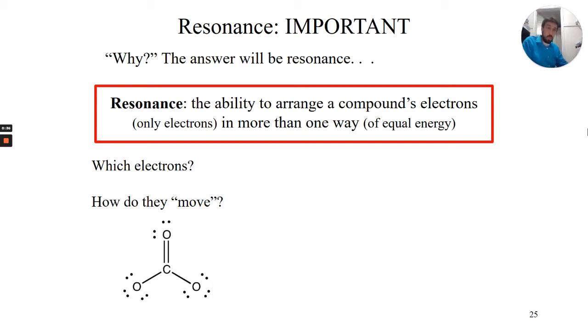So really, resonance is the ability to arrange a compound's electrons, but only their electrons, in more than one way of equal energy. Okay, so we encounter some issues with electrons, and we encounter some issues of equal energy. That equal energy we kind of addressed earlier. That's the best Lewis structure versus useful Lewis structures. And you'll find that we will oscillate kind of back and forth between that.